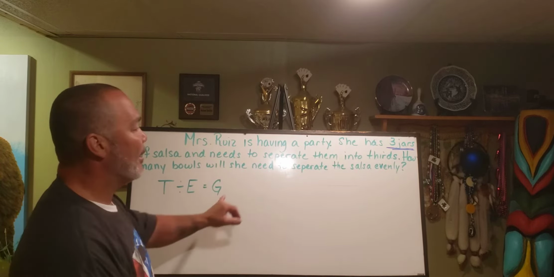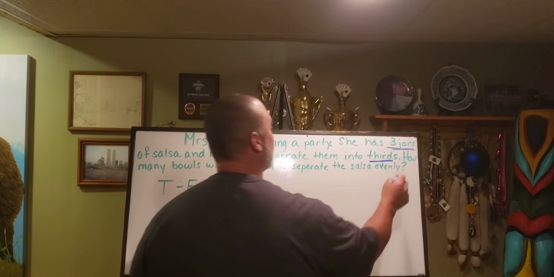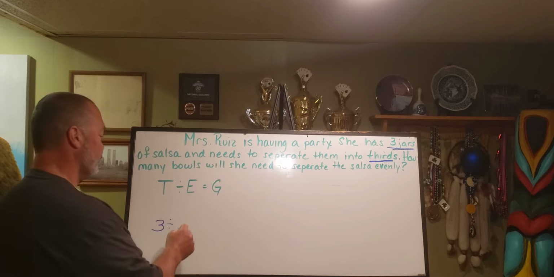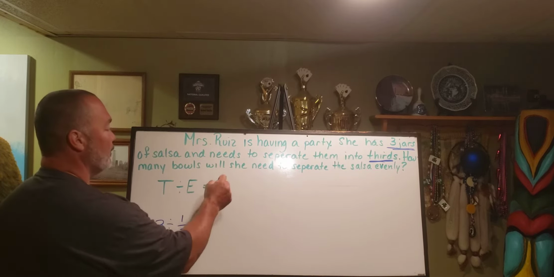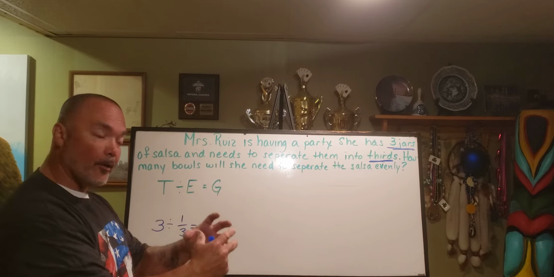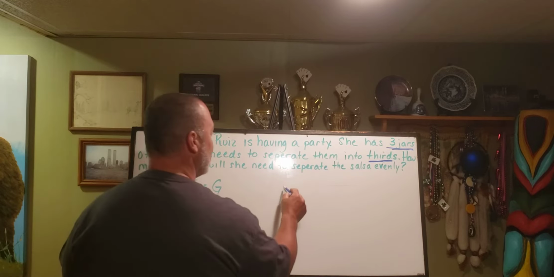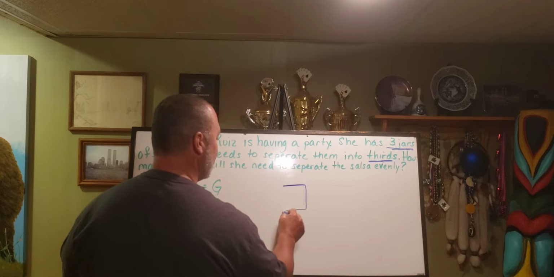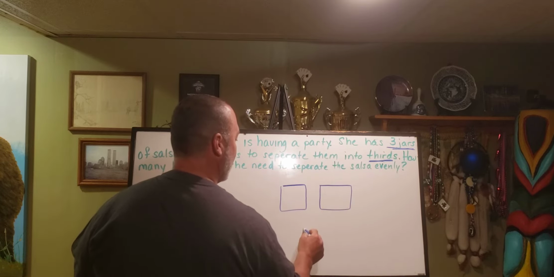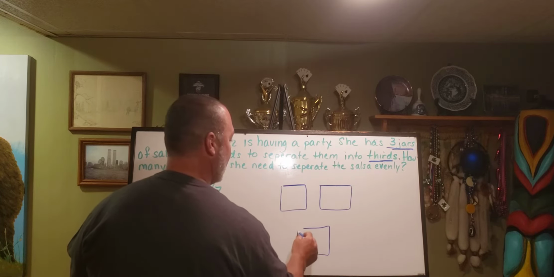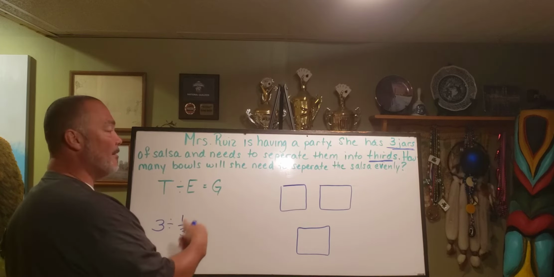And then we're looking to separate them into thirds. Well, thirds in the form of a fraction is 1 over 3. And we're looking for the total number of groups. How many thirds will we have? So I'm going to represent this with 3 whole jars. And now I'm going to take my 3 jars and cut them into thirds. I'm going to divide them into thirds.